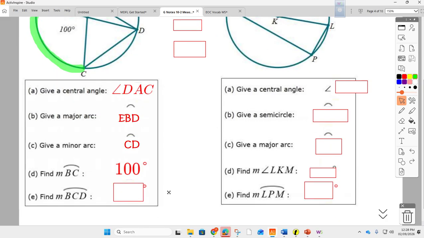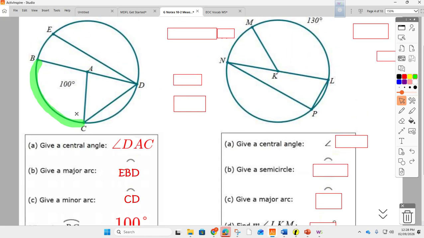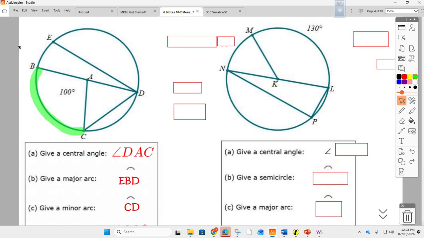What is the measure of arc BCD? Did I say angle or arc? Arc is what I meant, right? Yes, arc BCD. So if we go all the way around, what is the measure of that arc, Tori? Yes, 180. So BD is the diameter. It splits that circle into two semicircles, right? So it is 180.